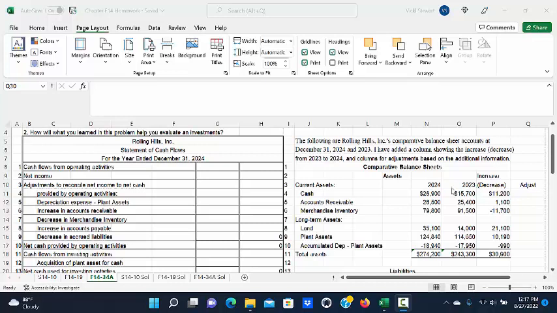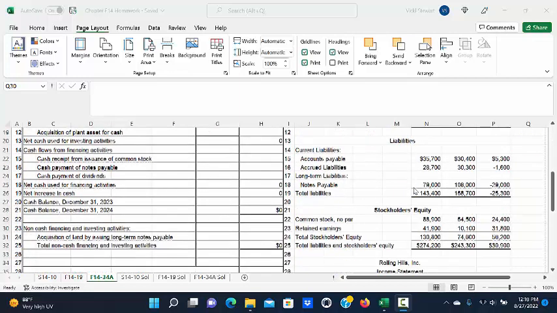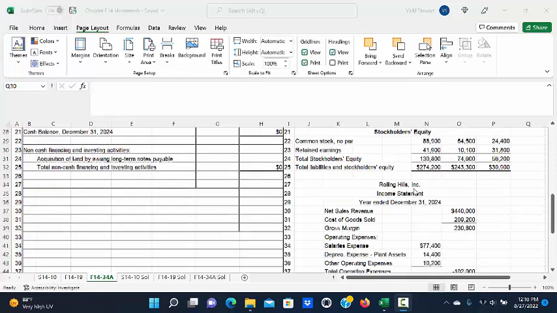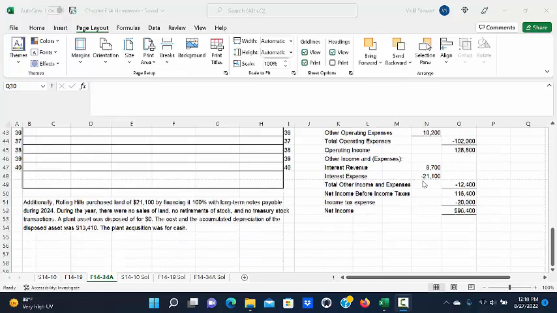from 2023 to 2024, as well as some additional columns for adjustments based on the additional information that we are given in the problem. So we have the comparative balance sheets, and we are also given Rolling Hills income statement for the year ended December 31st, 2024.